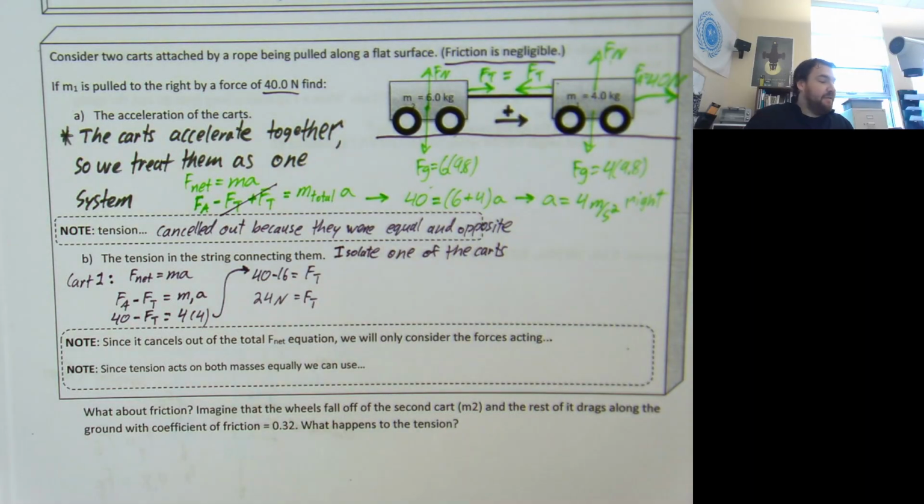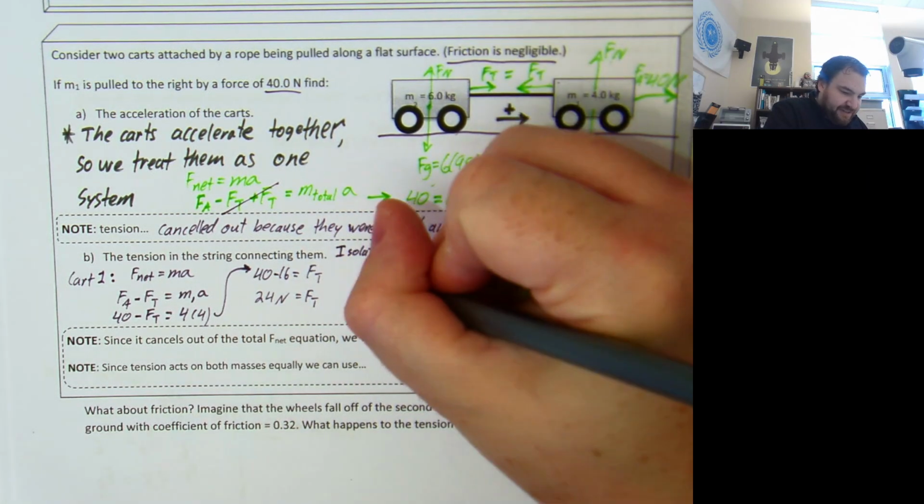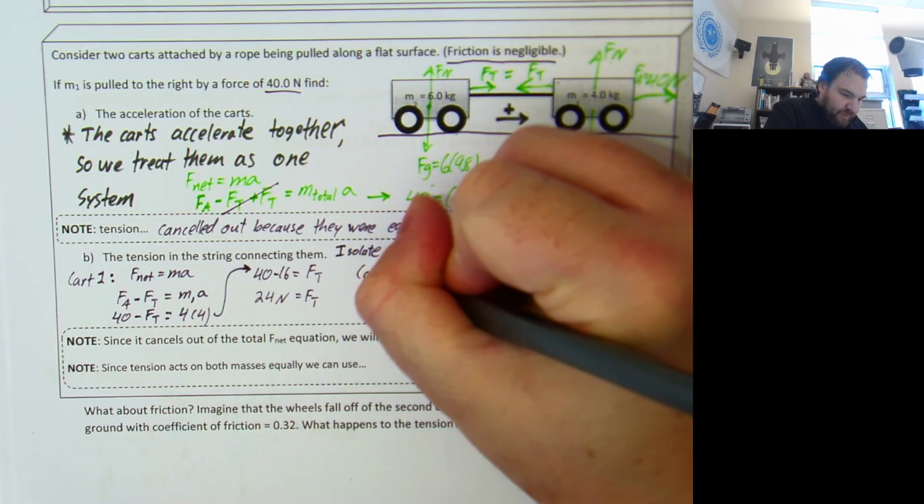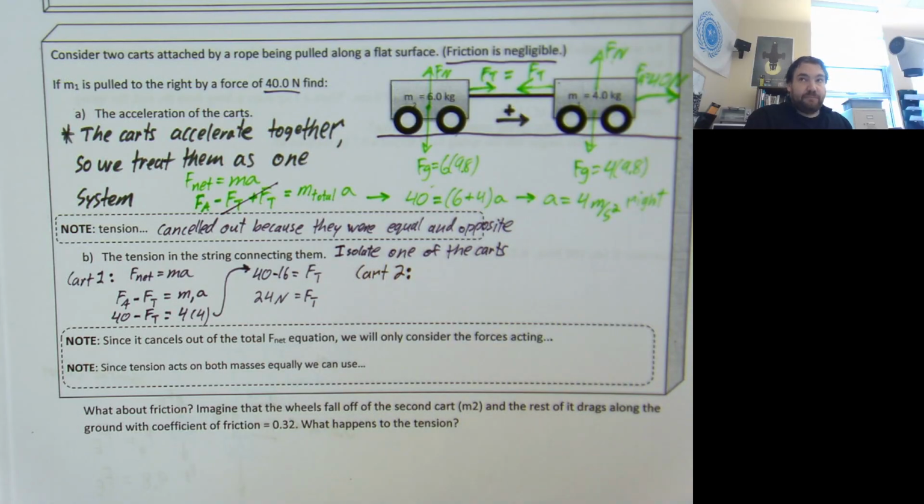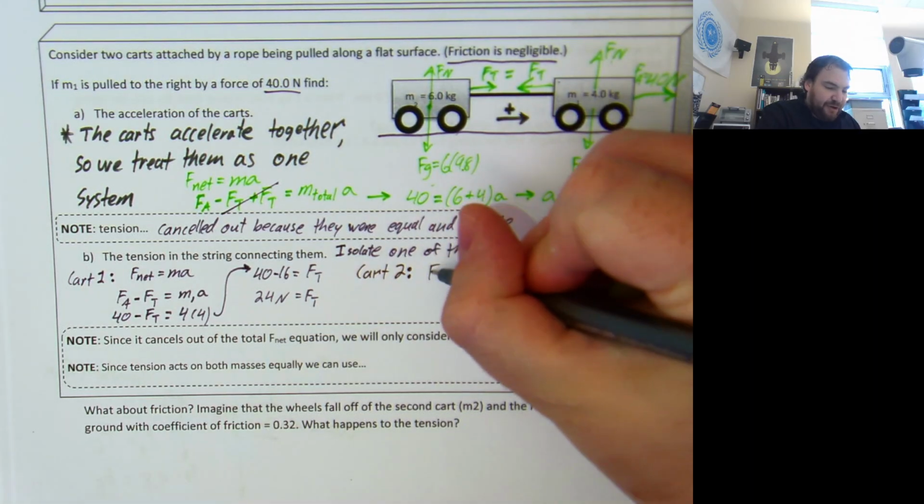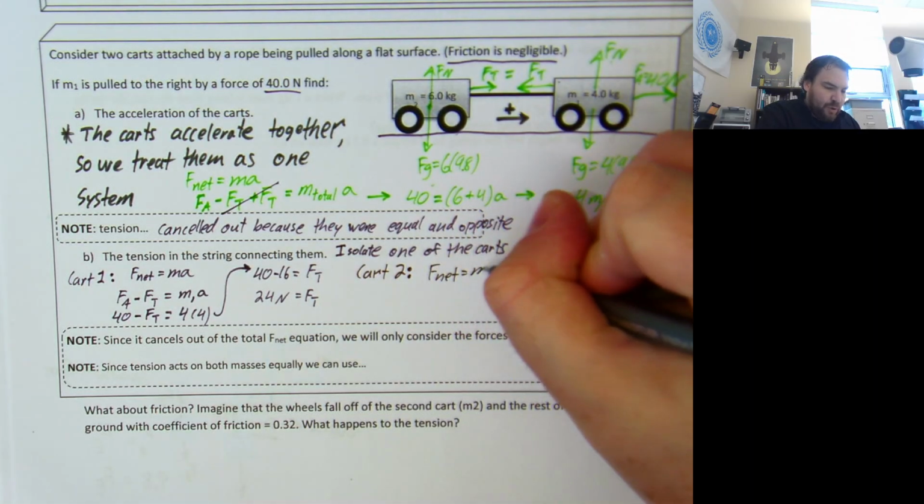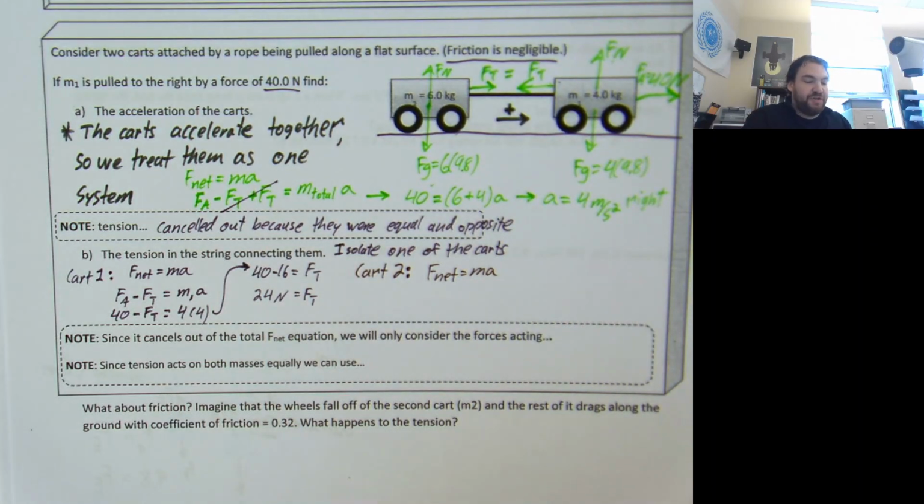But what if we had done it the other way? What if, instead, we looked at cart 2? If I look at F net equals ma for cart 2, what are the forces in the direction of motion for cart number 2?